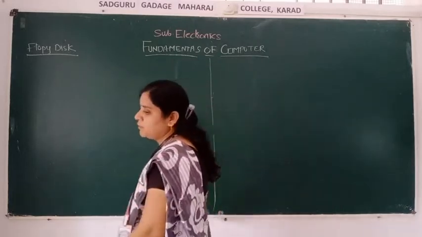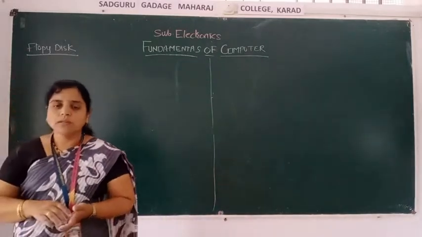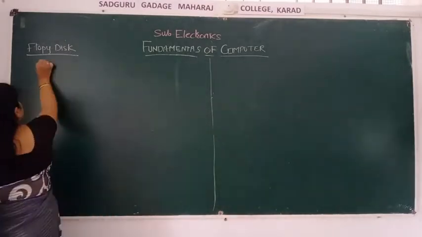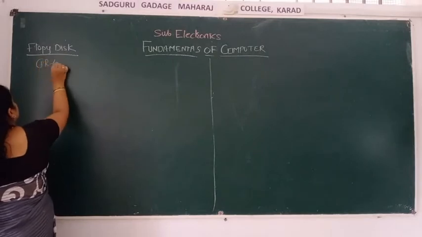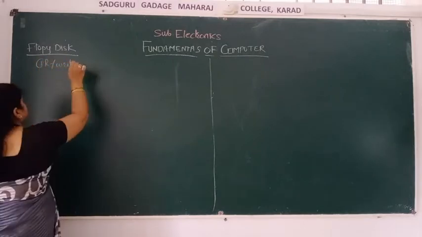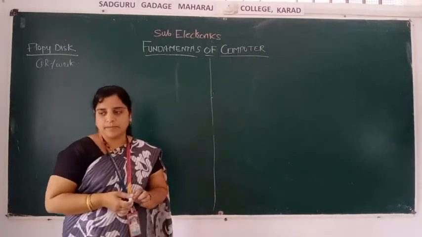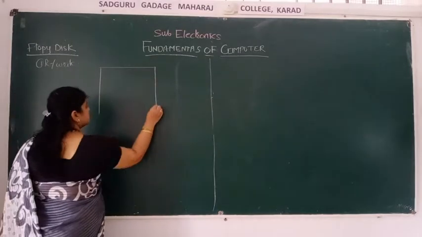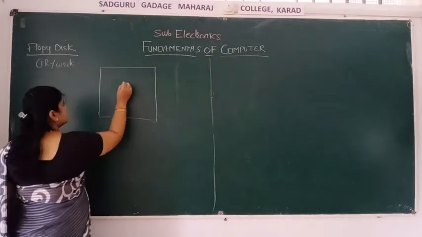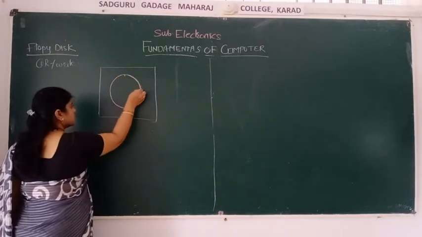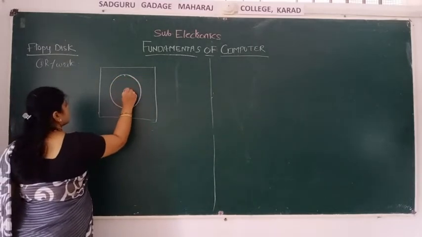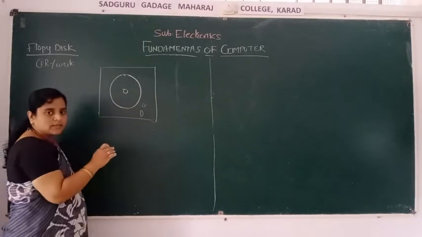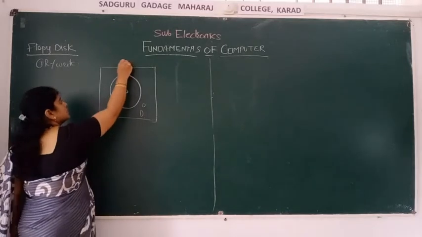Now we will start the floppy disk. The floppy disk is a disk which is used to read and write. Which type of memory is it? Yes, it is random access memory. I will draw the diagram for it. It is in disk form, a small disk.